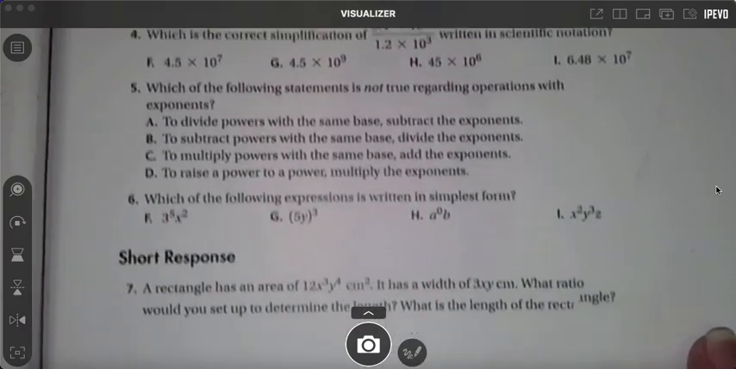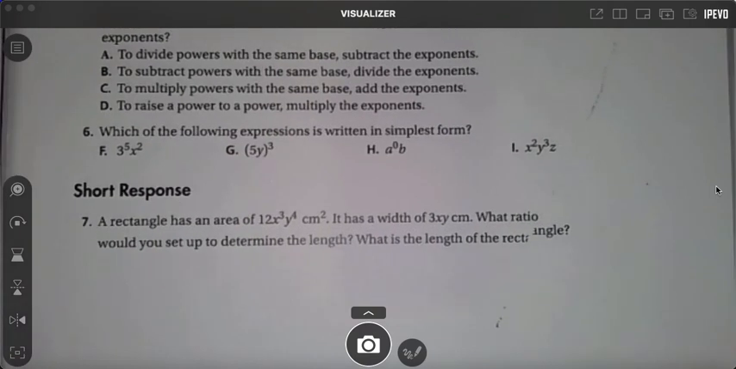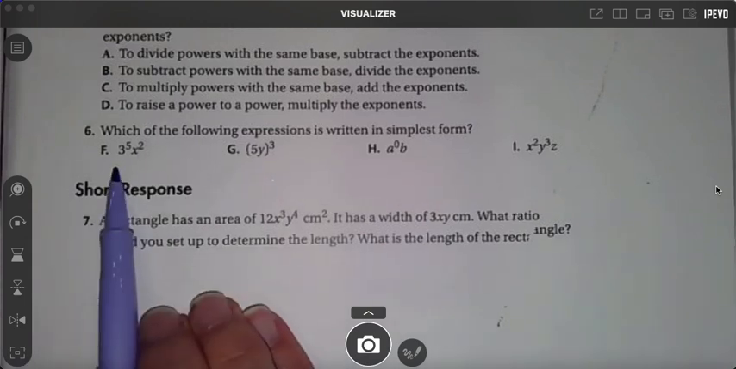Let's look at 6, because I haven't taught all this just yet. Which one of these is written in simplest form? Can you guess? Which one does not need to be simplified on number 6? It's I. What's wrong with this one?